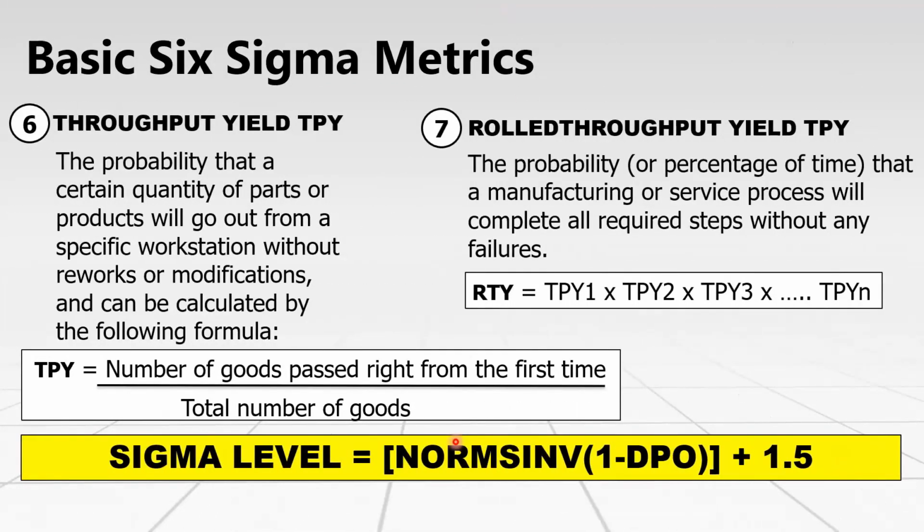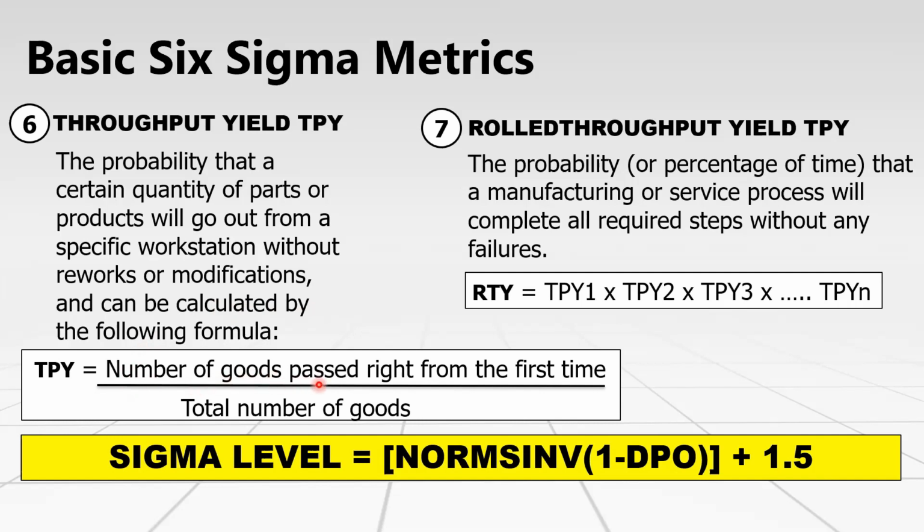Another two parameters that are so important to know are the TPY and the rolled throughput yield, the RTY. I think that's a small mistake, my apology for that. That should be RTY and not TPY. So what is the TPY? The TPY is the percentage of the units that went out from a specific work center correctly, without modification or rework. Let's go to the formula and understand better what the TPY is.